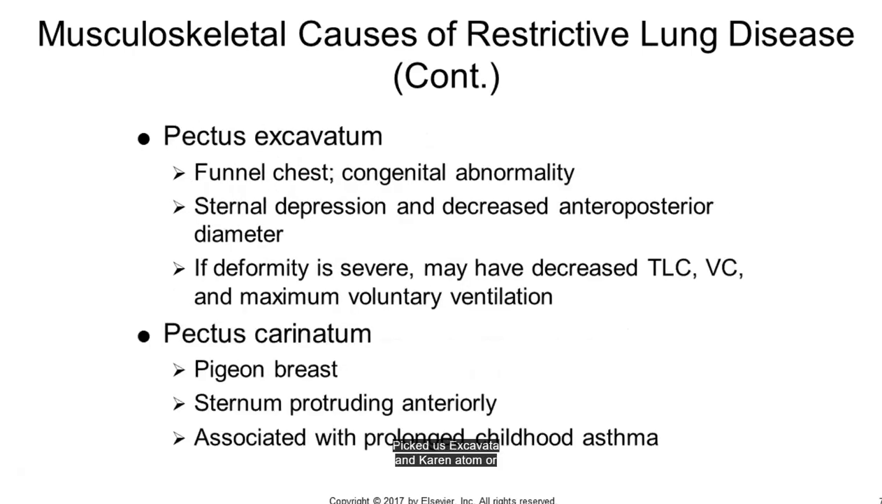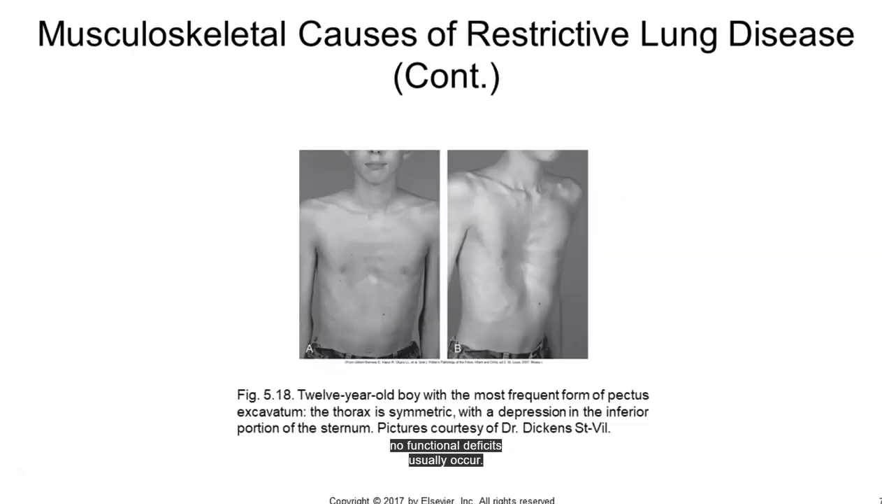Pectus excavatum and carinatum are the last musculoskeletal causes of RLD that we will discuss. Pectus excavatum is a congenital abnormality that presents as a funnel chest with sternal depression and decreased AP diameter. It is shown on PFT as a decreased TLC, VC, and MVV. Usually treatment is cosmetic as no functional deficits usually occur. This slide shows a picture of a 12-year-old boy with the most frequent form of pectus excavatum.